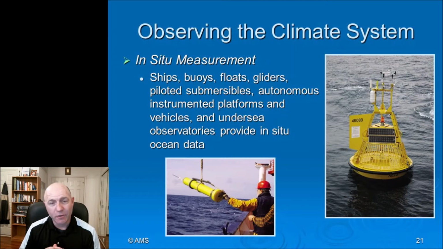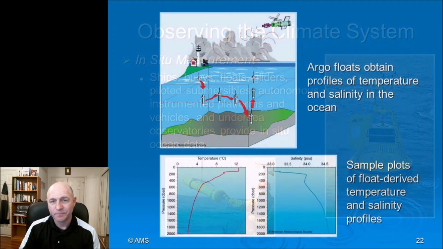Oceans are a lot harder because you're not walking on the oceans. So you've got to have ships, buoys, floats, gliders, submersibles, autonomous instrumented platforms, all kinds of stuff to try to get data from the oceans. Lots of these are just buoys. There's a lot of buoys out there. But even so, we can't have but a certain network of buoys that's going to give us the data we need to make better forecasts and to understand the system.